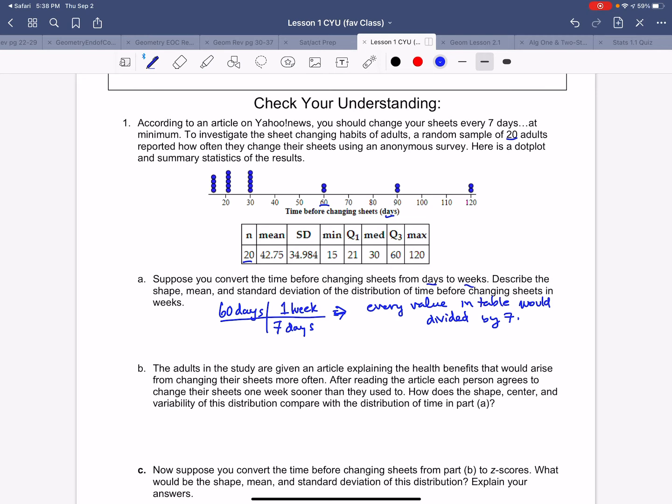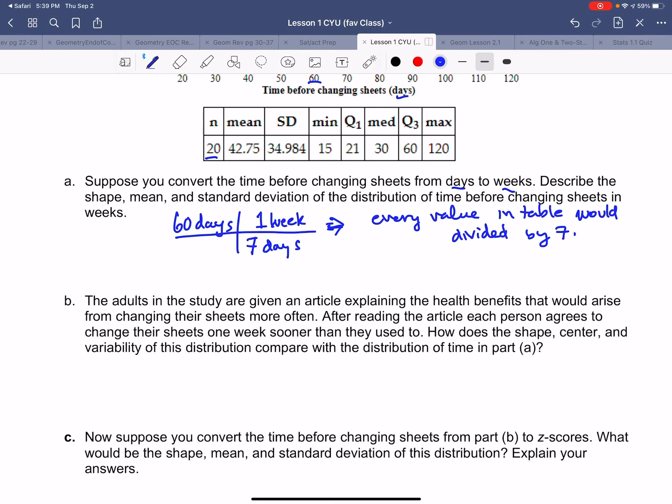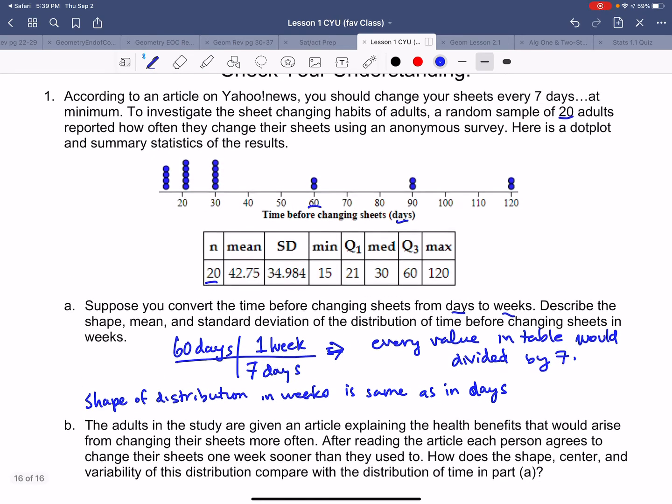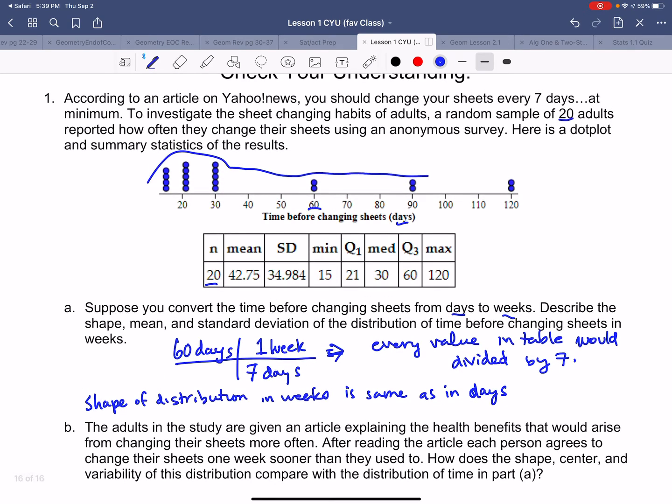So what did we learn in there so that we actually don't have to go through all the numbers? We can just learn from the result or the observation we made. They want us to say something about each of them, right? So we can say our shape won't change. We know the shape of our distribution in weeks is going to be the same as in days. The shape won't change when I convert it from days to weeks. And what is that shape? It looks like it's skewed right.